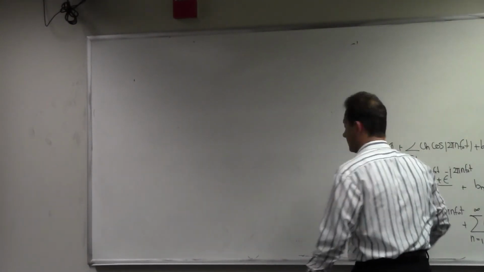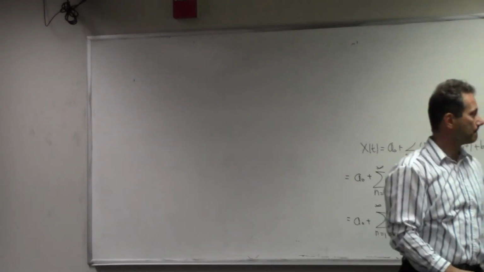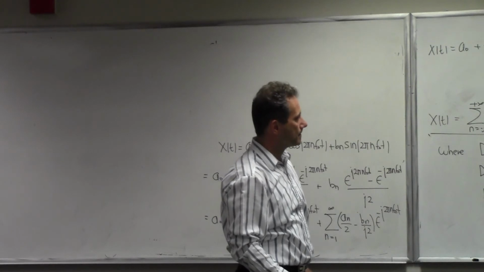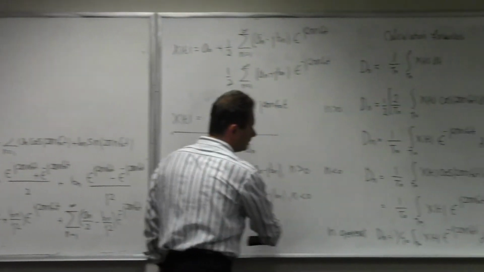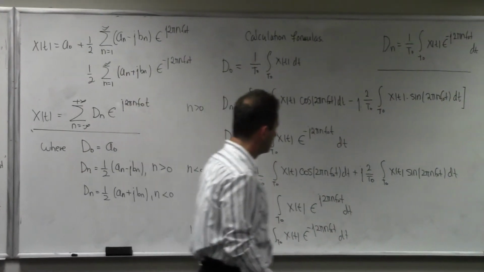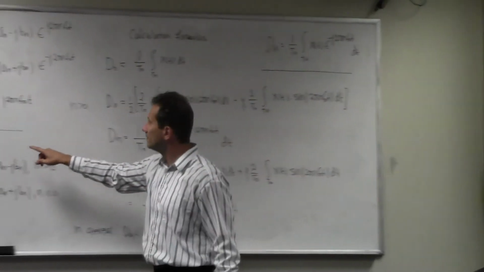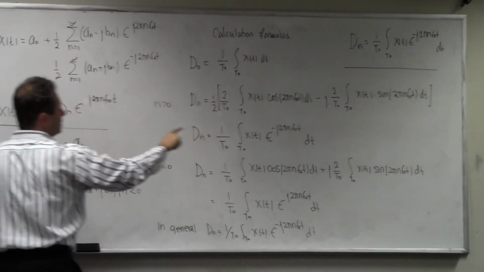Hey, Professor, why do we ignore the n less than 0 where it's a positive e to the j? In general, we only use the n greater than 0. No. It's this thing here. dn is equal to that, right?